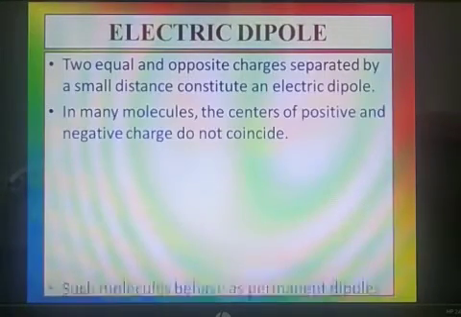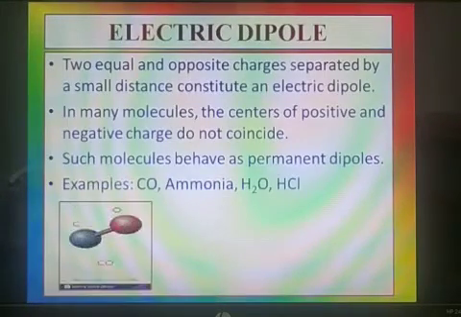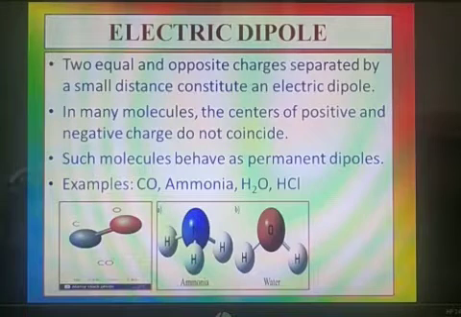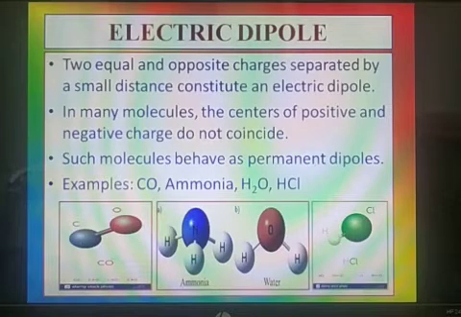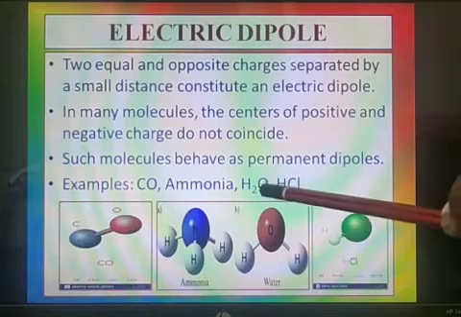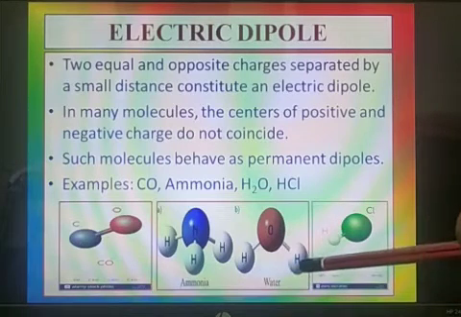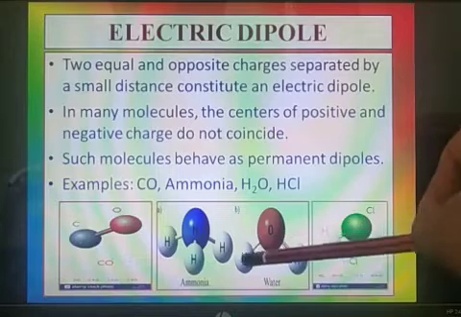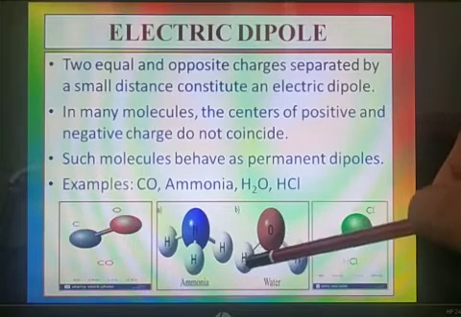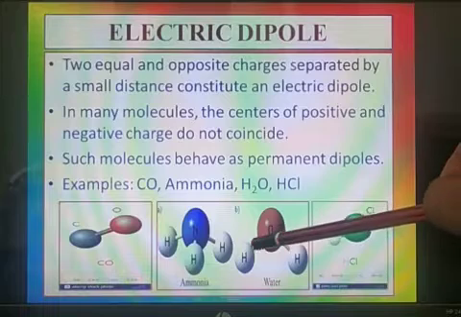Electric dipole is nothing but such molecules as CO, ammonia, water, HCl. So these molecules are all made of charges. In carbon monoxide, carbon consists of one charge and oxygen consists of one charge, both separated by a very small distance. If you consider the water molecule, there are two hydrogen atoms and one oxygen atom, both separated by a very small distance. Look here, this hydrogen and oxygen are separated by a very small distance.